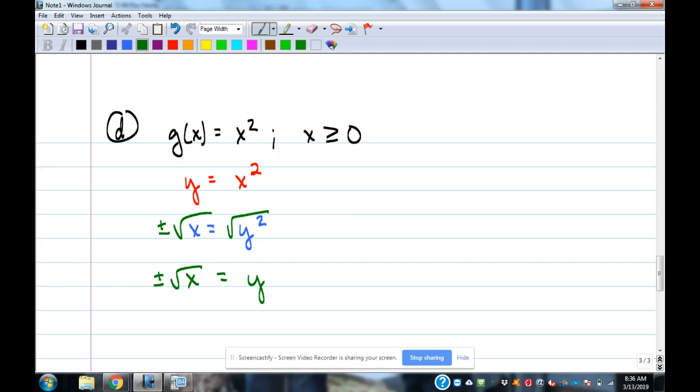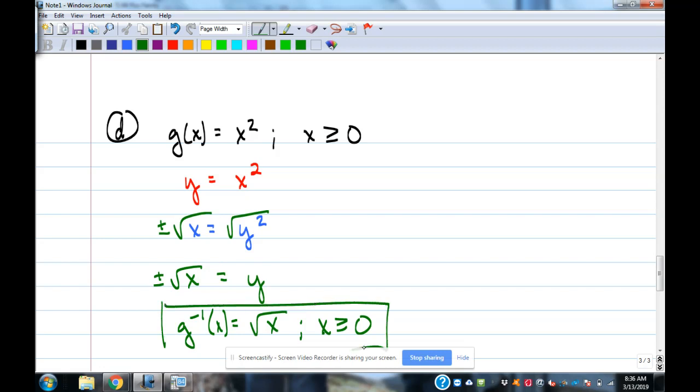So the plus or minus is there, and then we look at a restriction to decide which part of that to use. So we're going to use the positive side of that. So the inverse, g inverse of x, is the positive square root of x. And our restriction again here is x can only be greater than or equal to 0, because we know that we're only using the positive side of things. And we also know we can only take square roots of positive numbers anyway. So that's a restriction on that domain. Not any manipulation, you can do that one.